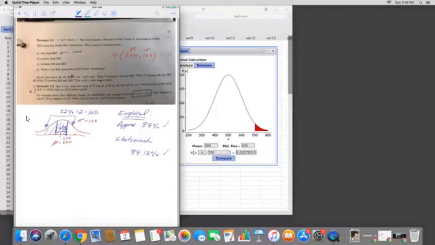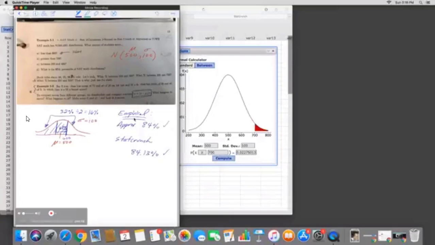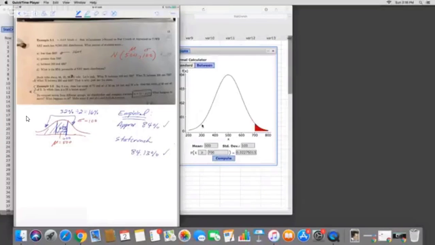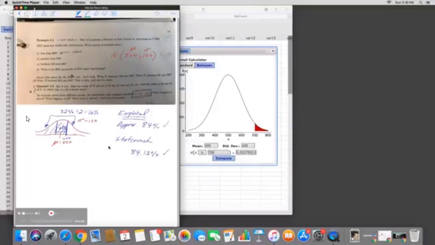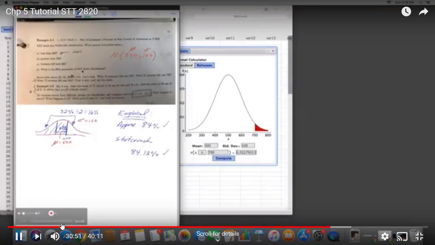Okay, so for the last problem, you are asked, what is the 95th percentile of SAT math distribution? So for percentile, that's referring to cumulative area to the left. And 95th percentile, obviously that's in percents. So we're saying, what is the cumulative area to the left of 95%? So it's kind of a different structure on our picture. Let me jump ahead to where I draw this for you.